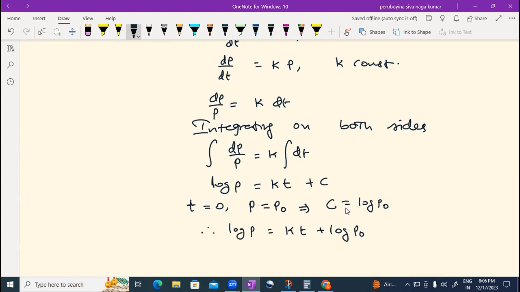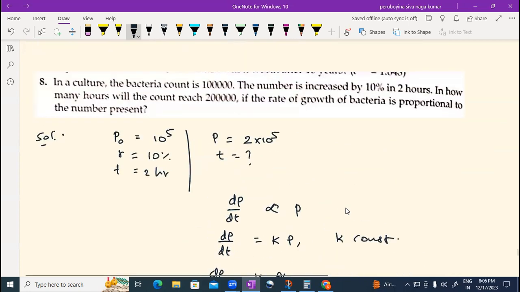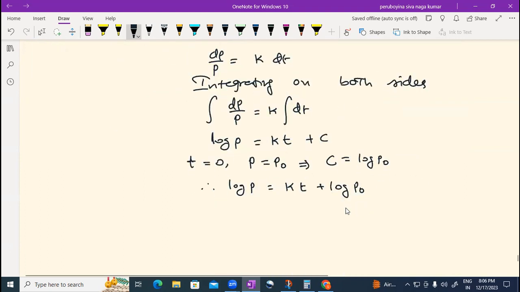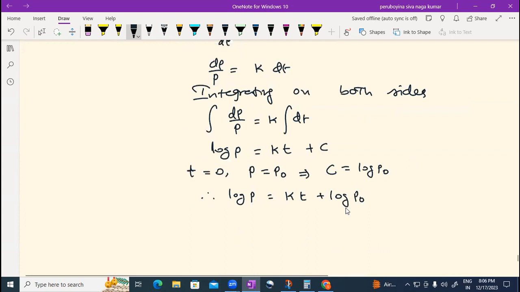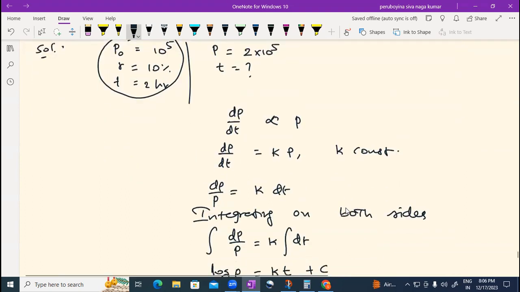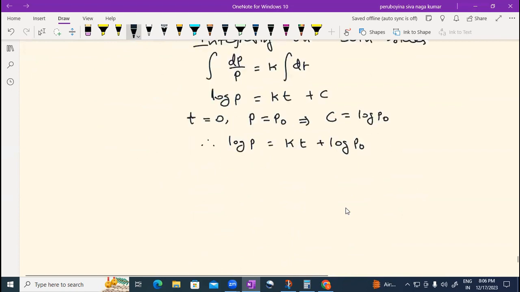Next. Now, what is he asking? He is asking for the time T. So we have to find this K value. For K value, what he said, some information he mentioned for K value. He said 10%. So why don't we put this K value as 10%? Okay, 10% means 10 by 100. 10 by 100 means 0.1 or 1 by 10 you can write.